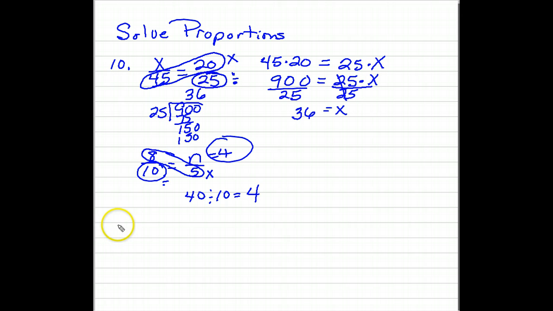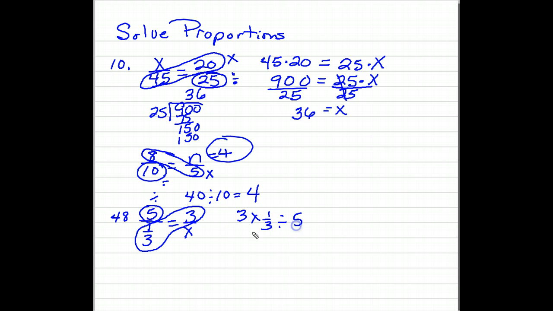Let's do a fraction number. Number 48. 5 over 1/3 equals 3 over x. So multiply these two numbers and then divide by 5. So you do 3 times 1/3 divided by 5. 3 times 1/3 is 1. 1 divided by 5 is just 1/5. If it was a fraction here, give a fraction answer. If it was a decimal, you would give a decimal answer.